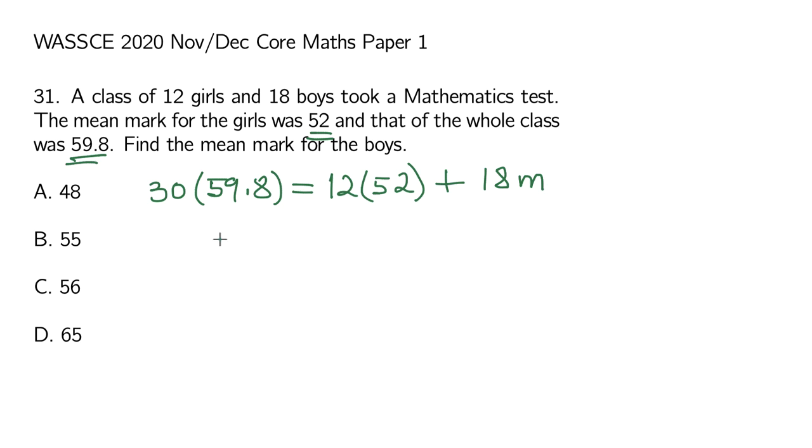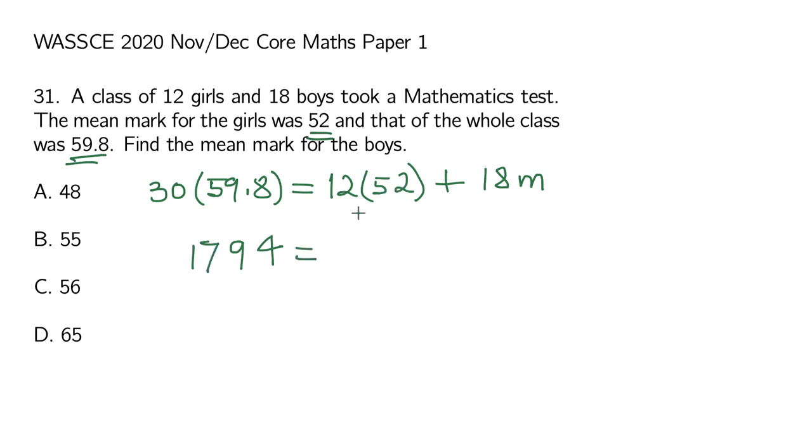We can use our calculator, but let's try to do it by hand. 30 by 59.8 is the same as 3 by 598. So what is 3 times 598? Well, 3 times 8 is 24. We carry the 2. 3 times 9, 27. We add the 2. We carry the 2. 3 times 5, 15. So this is what we get.